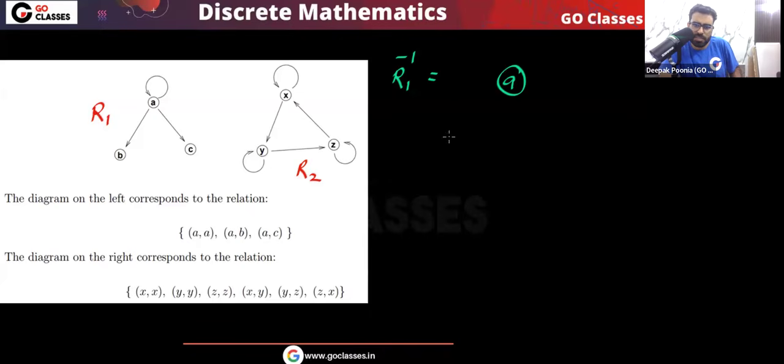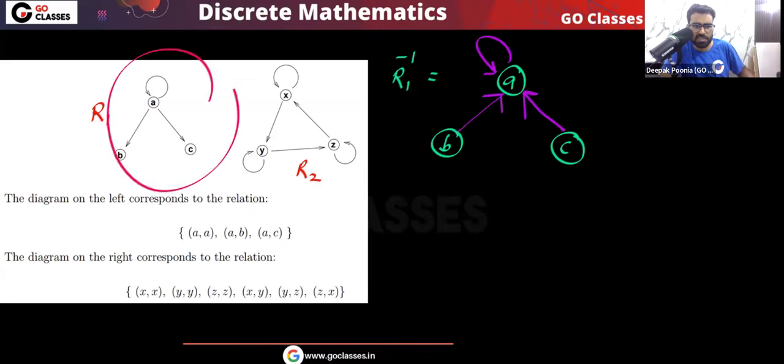Very simple. These are the elements of the base set A, B, C. In the graph representation of R1, we will reverse the direction of every edge. The self loop again will become a self loop, and the edges become from B to A and from C to A. That's it. Just reverse the direction of every edge in the graph representation of R1 to get the graph representation of R1 inverse.